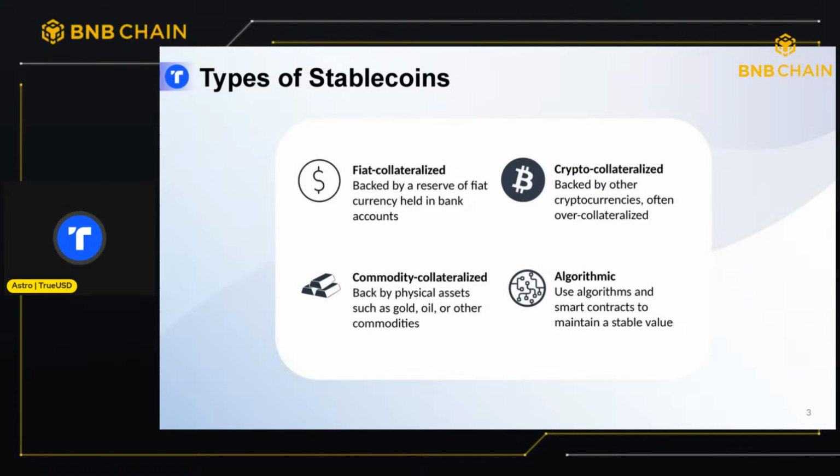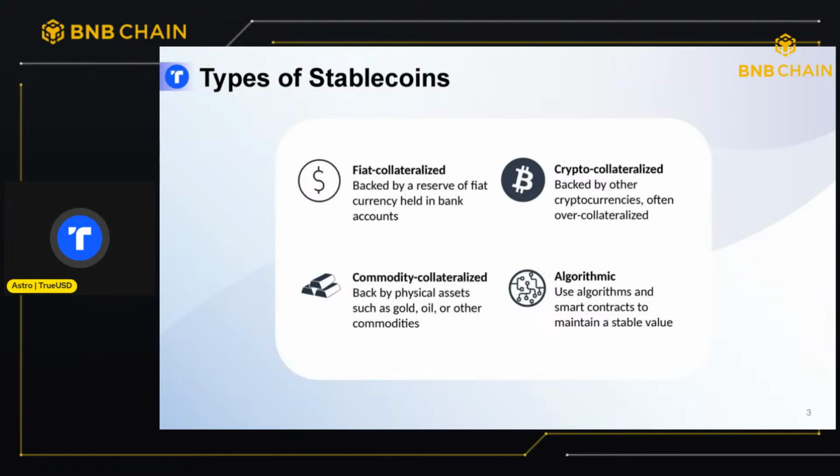These stablecoins are backed by other cryptocurrencies such as Bitcoin or Ethereum. Because cryptocurrencies are volatile, these stablecoins are often over collateralized to absorb price fluctuations. One example is MakerDAO's DAI stablecoin. It is pegged to US dollars but is backed by Ethereum and other cryptocurrencies.